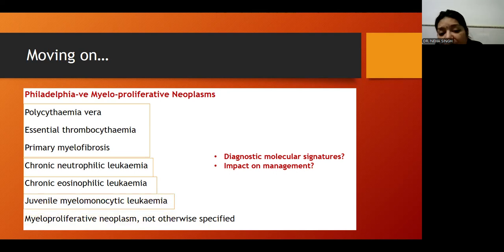Then there is juvenile myelomonocytic leukemia, which is newly added into this MPN category. The molecular signature includes PTPN11, CBL, RAS mutations, and NF1 mutations, and bone marrow transplant is the treatment of choice. However, the molecular signature does have a role in prognosis. There are menin inhibitors. There are many upcoming targeted therapies in these patients also.